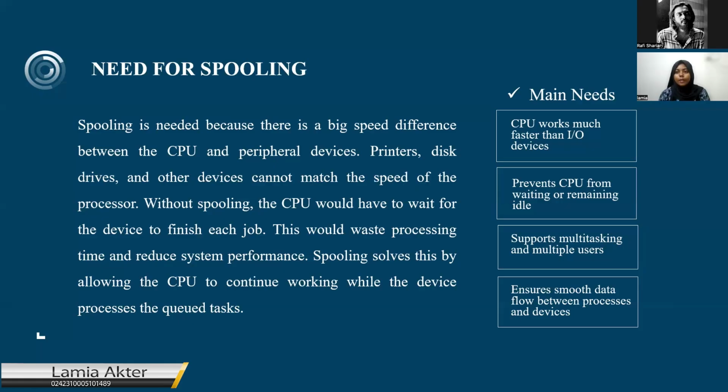So, in summary, the main needs of spooling are: the CPU works much faster than I/O devices, spooling prevents the CPU from waiting or remaining idle, it supports multitasking and multiple users, and it ensures smooth data flow between processes and the devices.